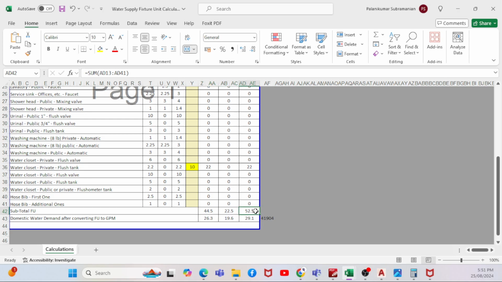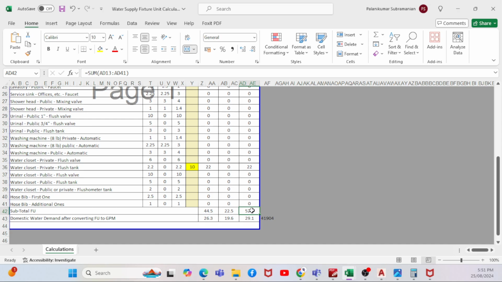Because one is the probability method. In the other, I will not be using complete hot water; I will be mixing it with my cold water. That is why when I add the summation of hot and cold, I will not get the equal value. It will be based on the probable method. So that is why you have 52.5.